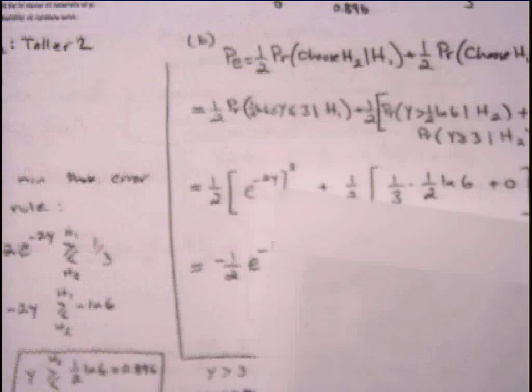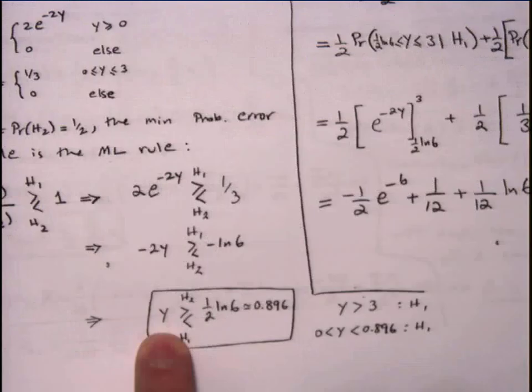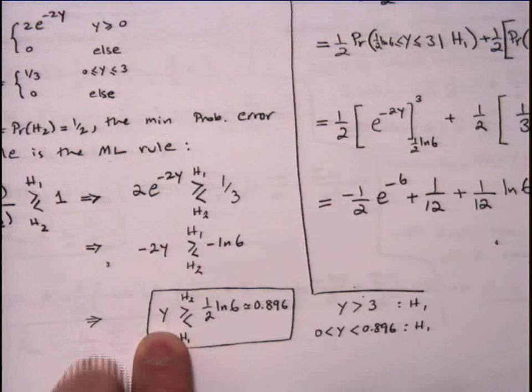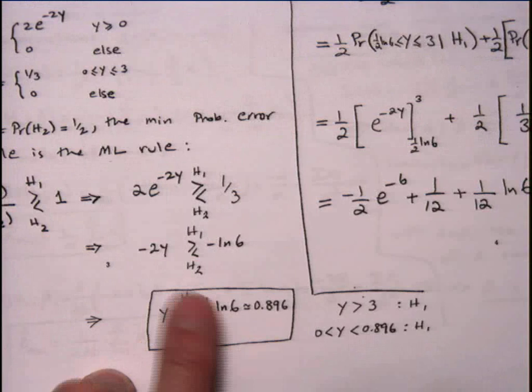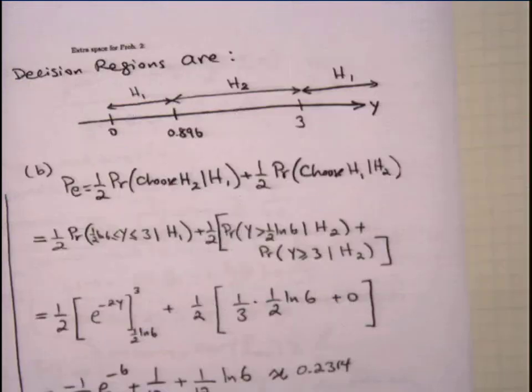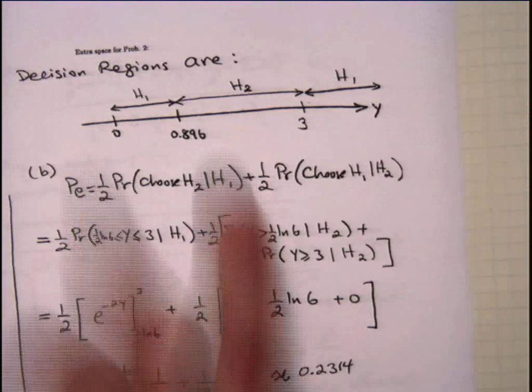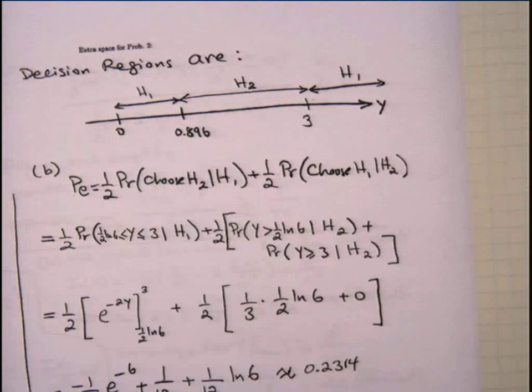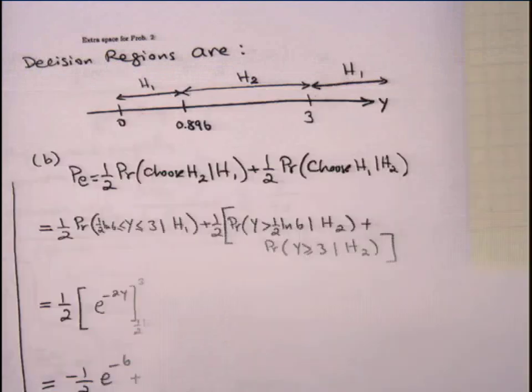So I don't know if it's clear or not. Let me go back here. So y is bigger than, if it's bigger than this 0.9, you get h2. If it's less, you get h1. So that's reflected here. But then there's these other intervals you have to also make sure you take care of. Okay? And then the second part of the question is find the probability of error. Find this value of the minimum probability of error.